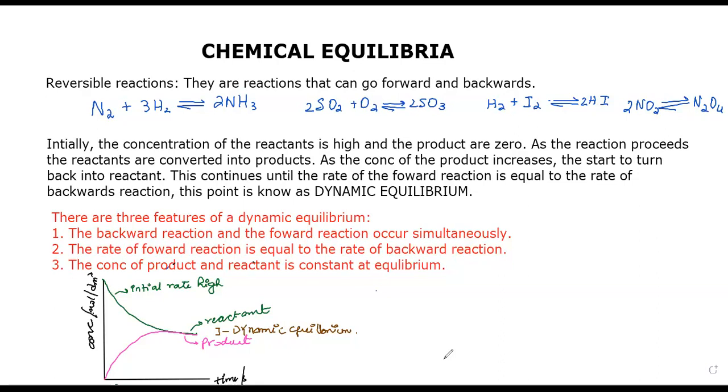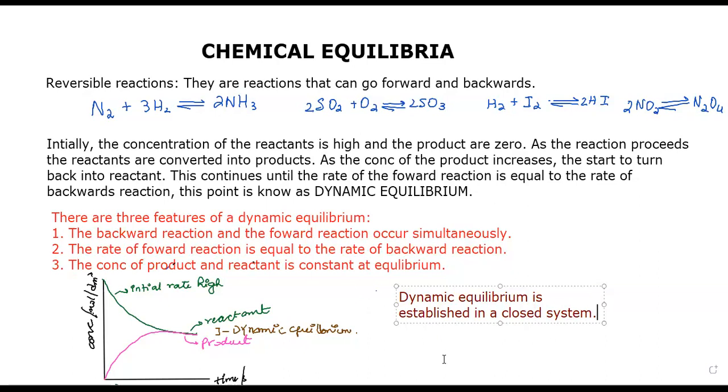When we talk about it, another important property that we need to understand related to our dynamic equilibrium is that dynamic equilibrium is established in a closed system, meaning that you need to make sure that your vessel is a closed vessel.